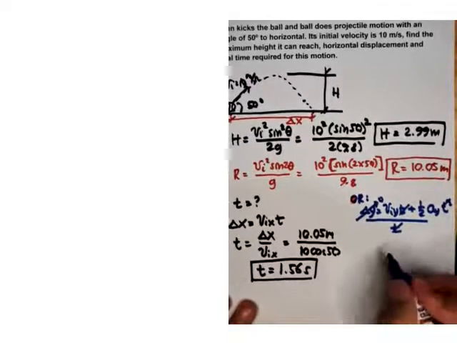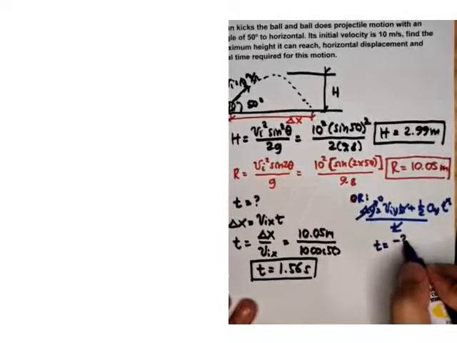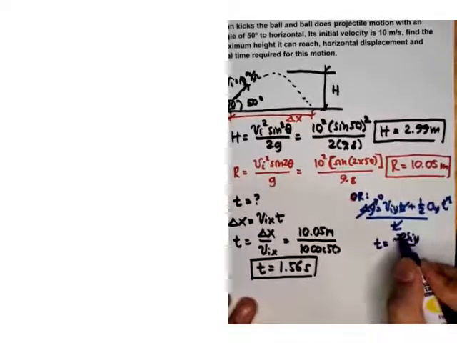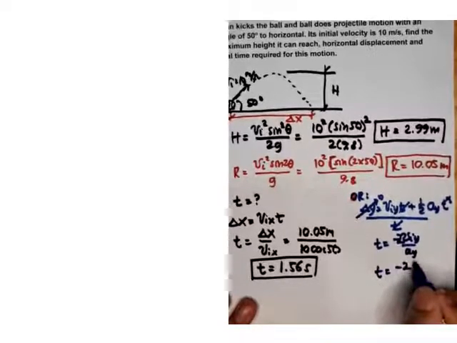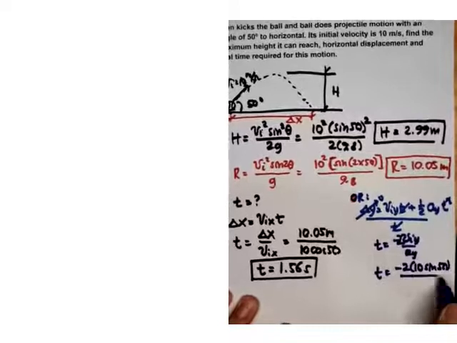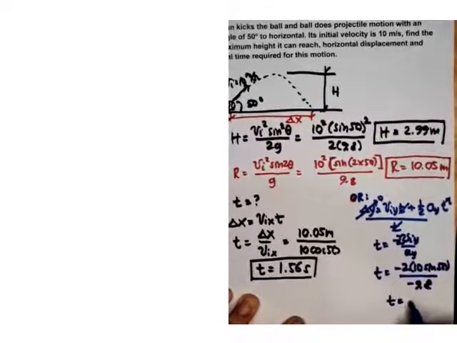Ayan. So, therefore, yung time dito ay equal siya sa negative 2 Viy over ay. So, that's time is equal to negative 2 times 10 sine 50 all over negative 9.8. So, the time is still 1.56 seconds.